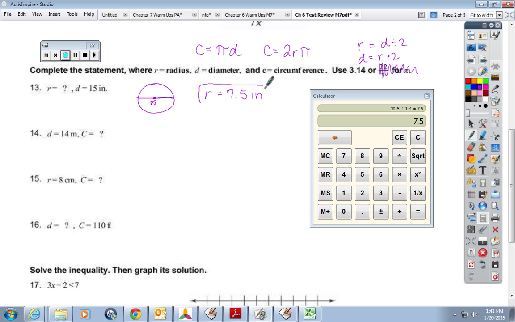On this one, they give us the diameter and they ask for the circumference. So we would use this formula right here. The circumference equals pi times the diameter, and we know that the diameter is 14. And we know that we use 3.14 for pi. So we're just going to take 3.14 times 14.